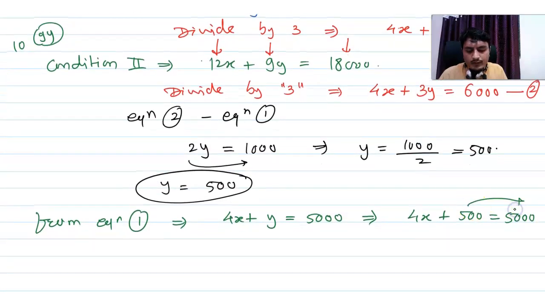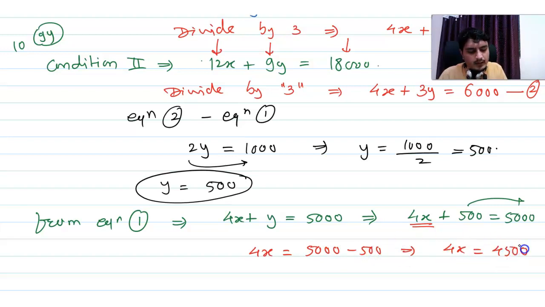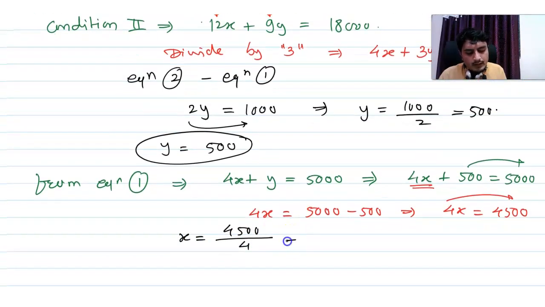Shift that 500 from LHS to RHS to evaluate the value of 4x. So 4x equals 5,000 minus 500, we are getting 4,500. Now to evaluate the value of x, shift the 4 from LHS to RHS. 4 is the multiplier, after shifting it becomes a divisor to 4,500. Now 4 1s are 4, again 4 1s are 4, 4 2s are 8, 4 5s are 20.